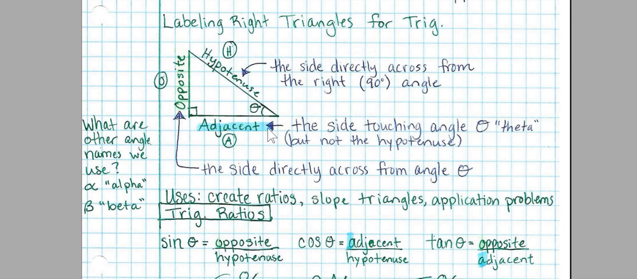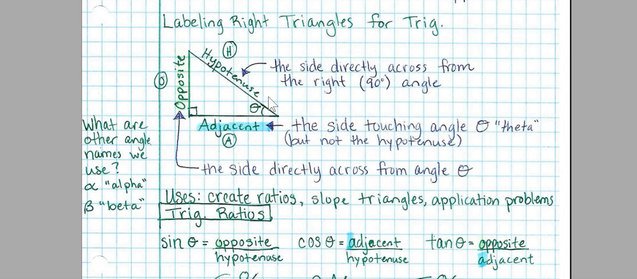The adjacent side is labeled according to its position, and it's actually touching angle theta. So that's why it's adjacent. Adjacent means next to. So if you're sitting next to someone in class right now, they are adjacent to you. Now if you notice, there's actually two sides that are touching theta, but one of them is the hypotenuse. So that side already has a special name, so we're not going to rename it. We're going to keep it named the hypotenuse, always and forever.